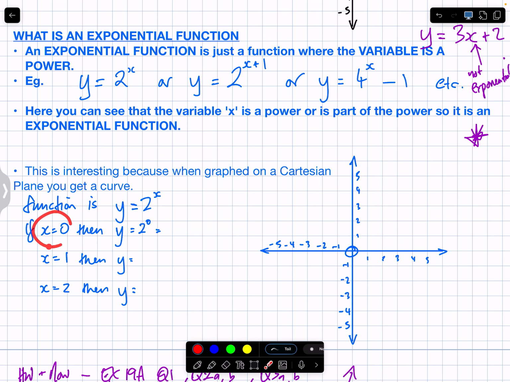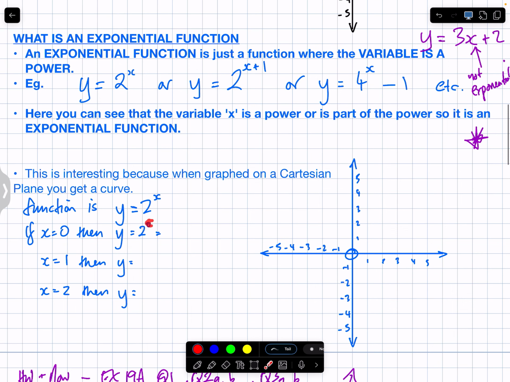So if I made x equal 0, and I plug that into my function, 2 to the power of x, I'm going to replace x with 0. What is anything to the power of 0? 1. So my first dot on the grid is going to be at x is equal to 0, y is equal to 1. So my first dot goes there. That might not look any different to the previous graph. I can't see if it's a straight line or if it's curved because I don't have another dot here.